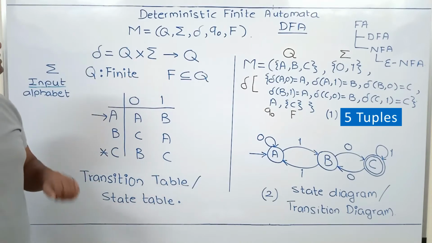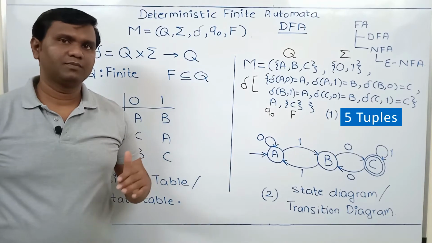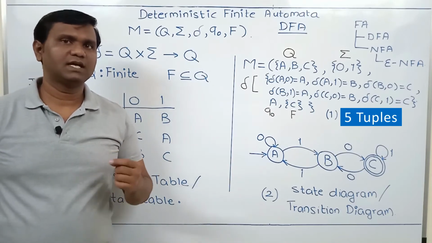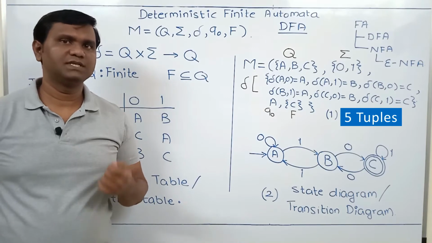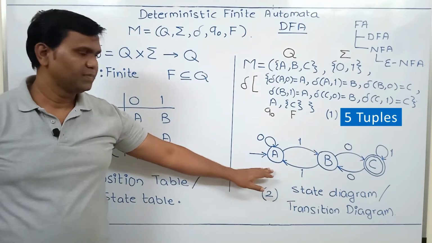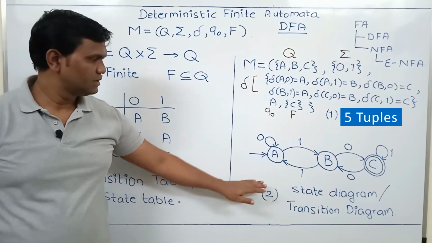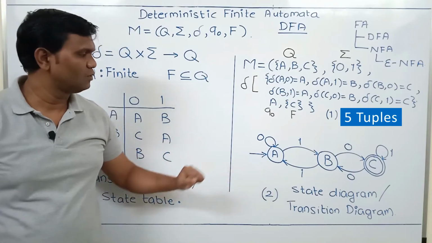The next one is Q0. So when DFA processes a string, it should start with some state. That state is Q0, which is the initial state or start state. In a DFA, Q0 is unique. In this DFA, A is the initial state. It is indicated using this arrow.